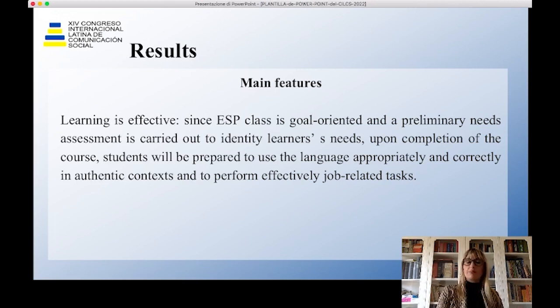Yes, my pilot project has shown that if we recreate some real life situations and students are involved in those situations, the language learning is really effective because the students are really prepared to use the language appropriately and correctly in authentic contexts. So, in just one word, to perform job-related tasks.